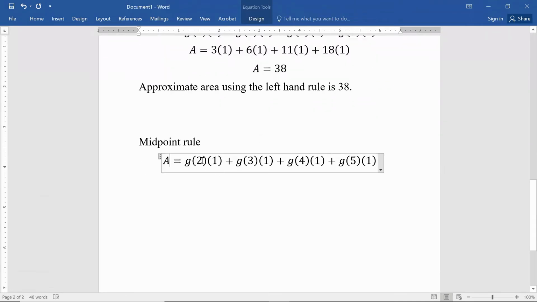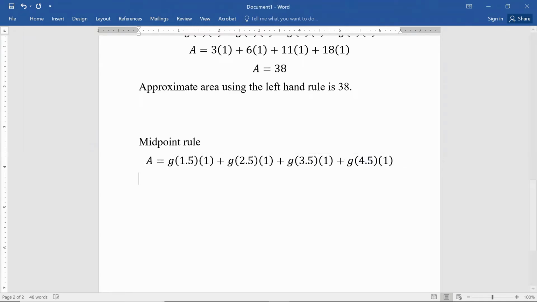So the midpoint rule says 1.5, 2.5, 3.5, and 4.5 are what we need to plug in to get the heights of the rectangles. I have not plugged these in before, so what we would do is just plug those in.